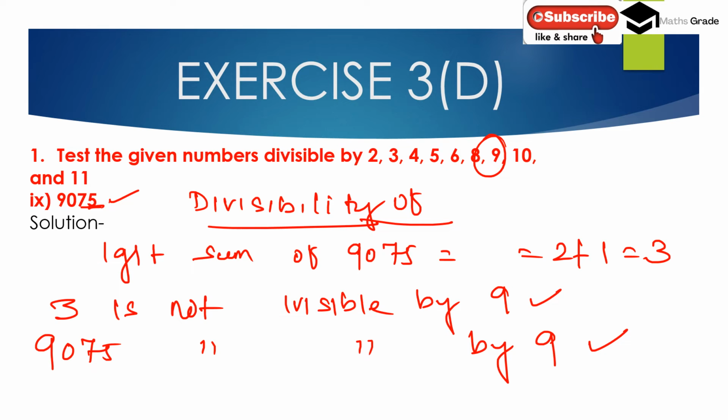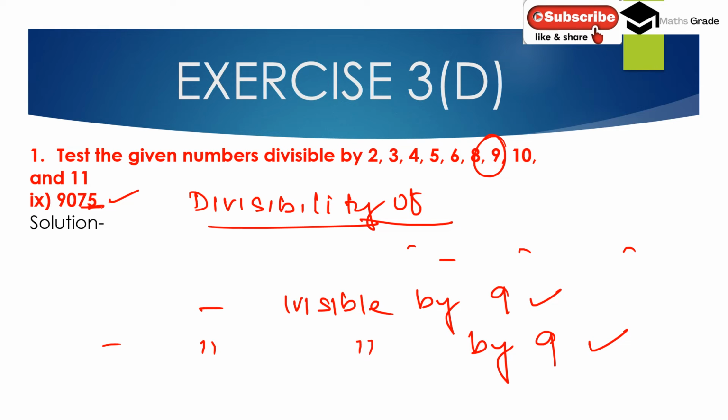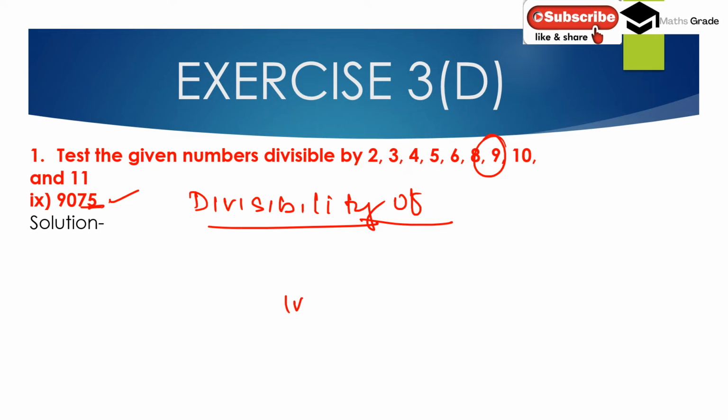Now we'll check whether the number is divisible by 10 or not. Divisibility of 10. Now 10 is the product of 2 and 5, 2 multiplied by 5. We know if a number is divisible by both 2 and 5, then the number is divisible by 10. First we will check whether the number 9075 is divisible by 2 or not.